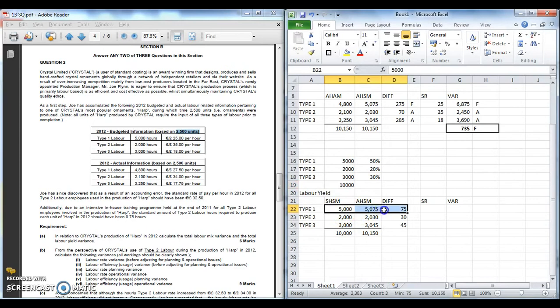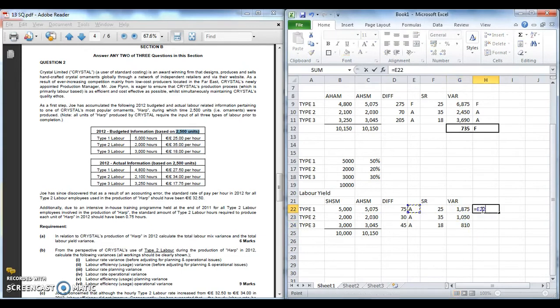So here, the difference is 75. Is it adverse or favourable? Well, our standard hours are less than our actual, therefore it's adverse. We used more than we expected. Same for type 2 and same for type 3. For each type of labour, we ended up using more than we expected. The rates stayed the same, i.e. the standard rates, and then we calculate across.